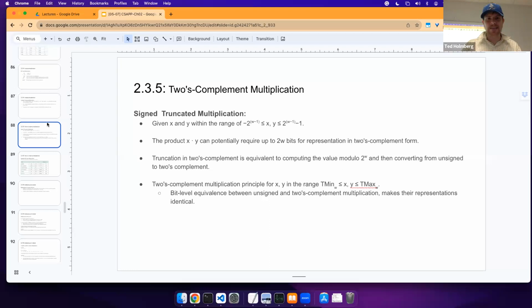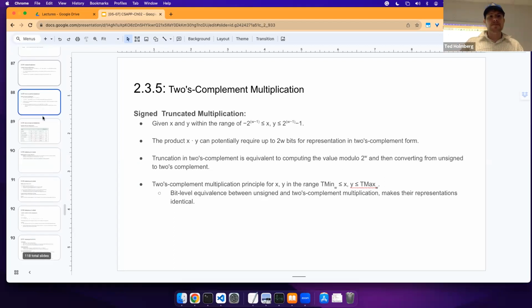The idea is the same. And here this slide says pretty much the same thing. Only the difference between our signed multiplication and our unsigned multiplication is that the most significant bit actually does matter for whether it is a negative or positive product. So we do have to keep that in mind.